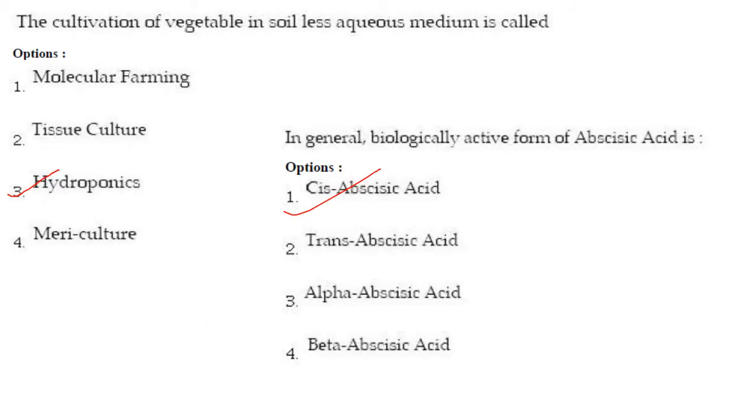Next one. The cultivation of vegetables in soil-less aqueous medium is called option 1, molecular farming, 2, tissue culture, 3, hydroponics, 4, mariculture. Answer is option 3.